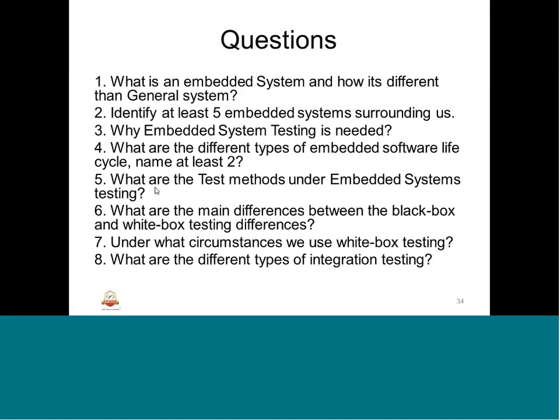What are the test methods under embedded systems? Next one is: what are the main differences between black box and white box testing? Under what circumstances can we use white box? Write a brief small paragraph. What are the different types of integration? List the different types of integration. These are some of the questions.